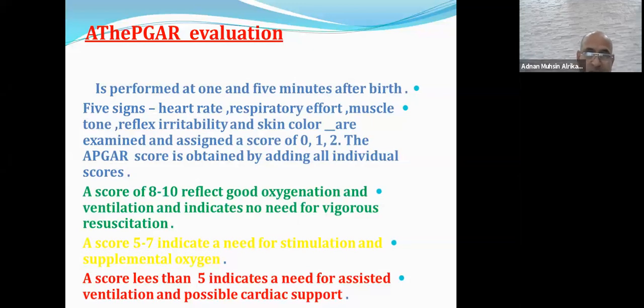Everything goes well. That's optimal. But if I get an Apgar score less than 7, or from 5 to 7, this indicates stimulation and maybe the need for oxygen. An Apgar score less than 5 indicates assisted ventilation and possible cardiac support. So the last group needs immediate intervention to prevent what we call birth asphyxia.